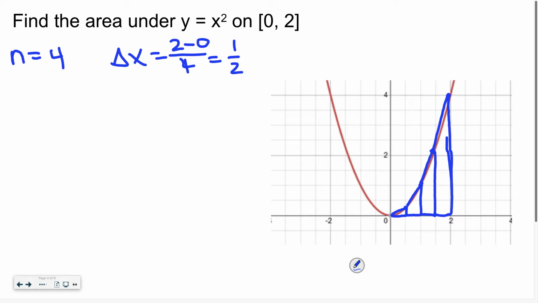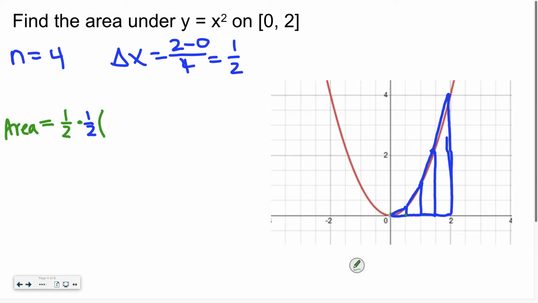So I'm going to be a little bit obnoxious at first in how we set this up, and then we're going to look for some patterns. Okay? So we have 4 trapezoids to find. This first trapezoid goes from 0 to 1/2. The area would be 1/2 times delta x times the sum of our bases.